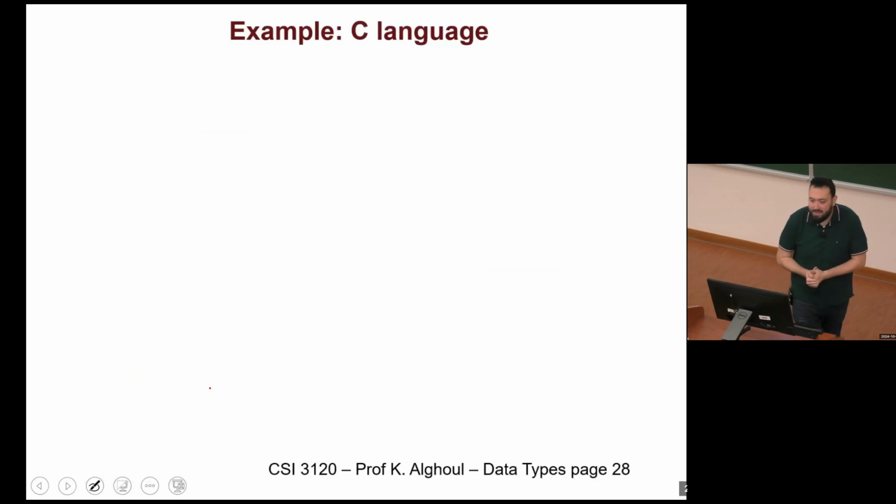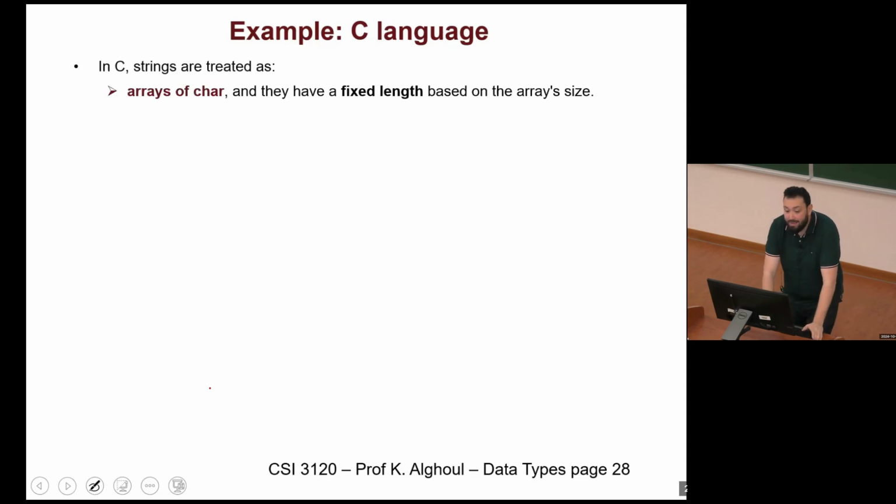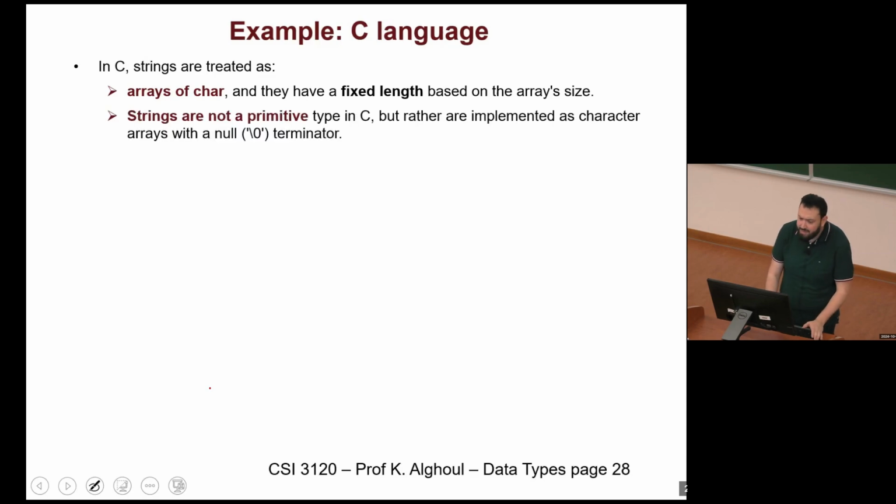So if I take this example of C, in C, strings are treated as what? Arrays of characters, and then they have a fixed length. So strings are not a primitive type in C, but rather are implemented as character arrays with a null at the end. Why do we have a null terminator? I think in C++ that's the same thing, if I'm not mistaken.